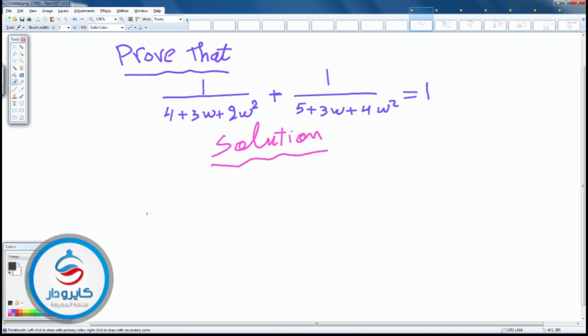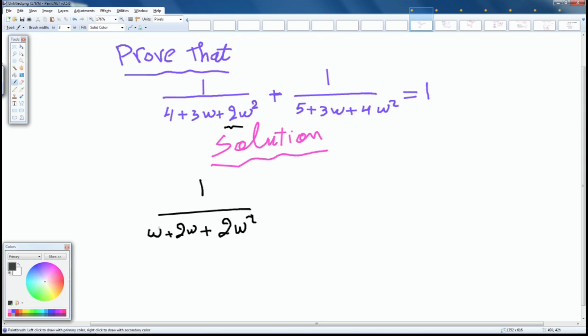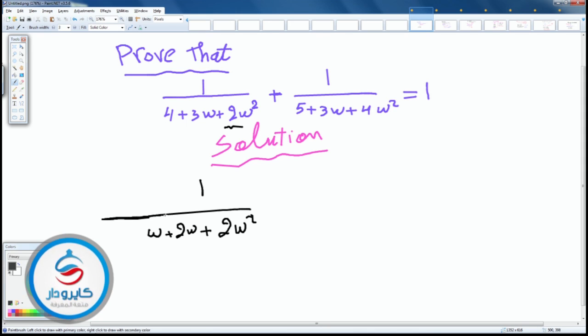First of all, we have to simplify. This is 1. We are going to deal with the smallest coefficient, which here is 2, so it will be 2 omega square. 3 omega means 2 omega plus omega, and 4 is 2 plus 2.